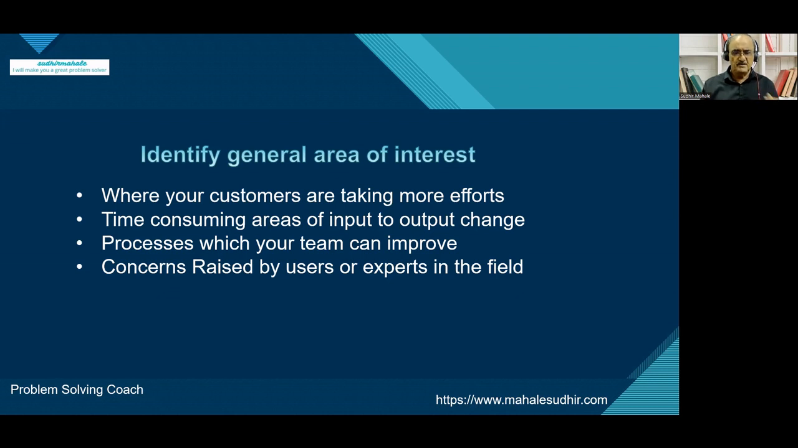Or a lot of work will be required in that, or time consuming areas of input to output change, where we have a lot of inventories, or the process is slow. Those time consuming areas we have to identify, input to output change, whatever it may be. Maybe a program is there, and when we run the program we take a lot of time. Now everything is instantaneous.